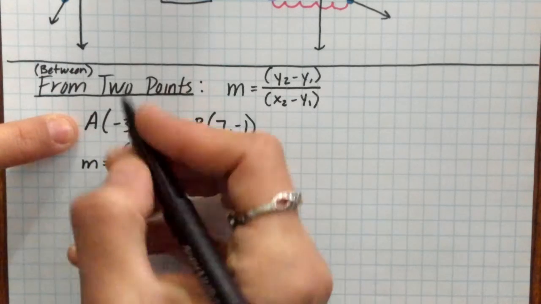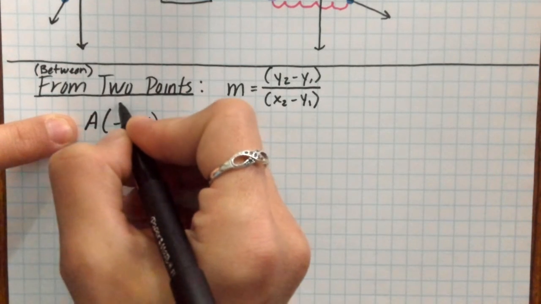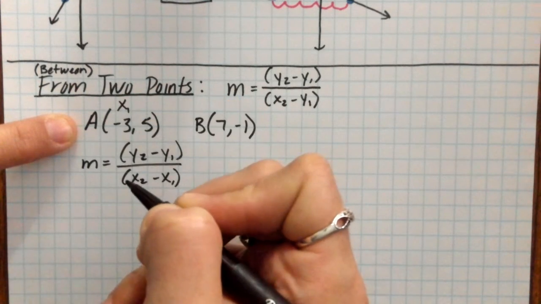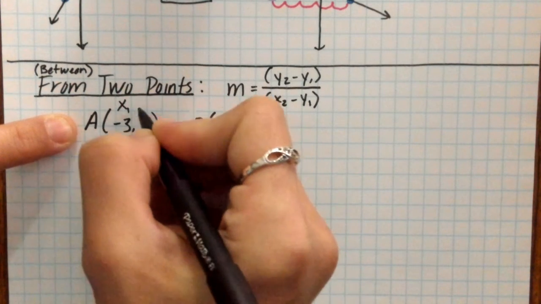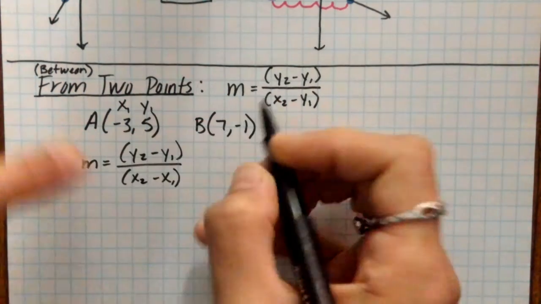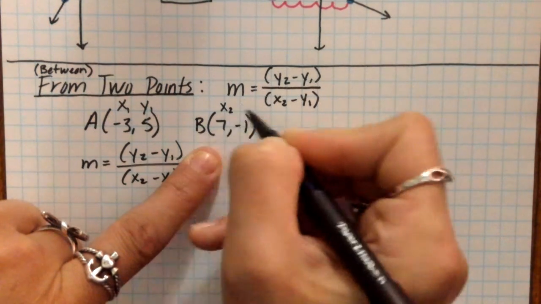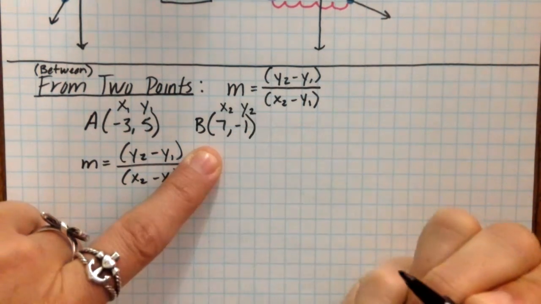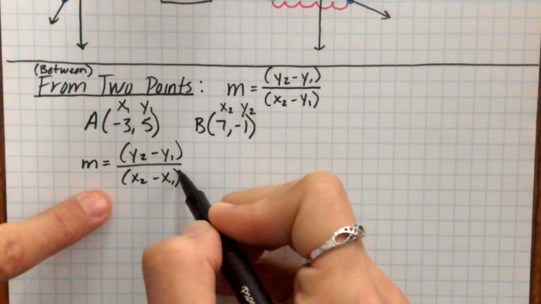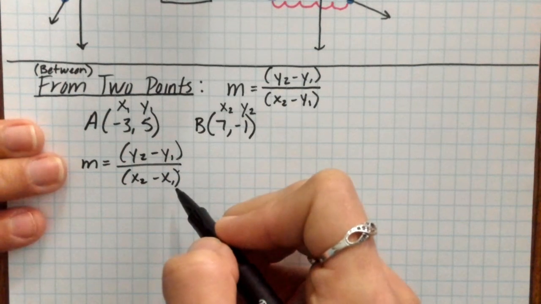A is my first coordinate, so I'm going to label -3 as my first x coordinate, x1. This is my first y coordinate, so y1. B is my second point, so these are my second coordinates, so I have x2, and I have y2. So now all I'm going to do is substitute into my formula that you guys have been doing for years.